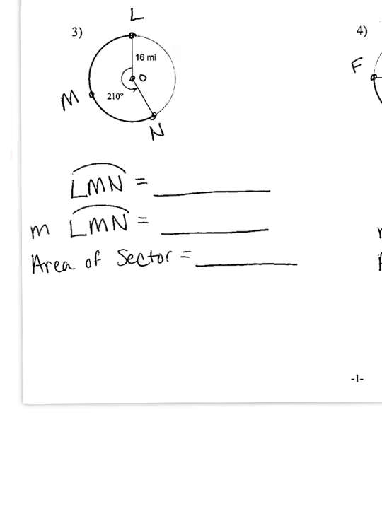All right, next for number 3, we're looking for the arc length from LMN. So our central angle is 210 and our radius is 16. So I'm going to do that central angle of 210 divided by 360 times that radius of 16 times 2 times pi. So I need to reduce these numbers. I see that they're both divisible by 10. But they are also both divisible by 30.